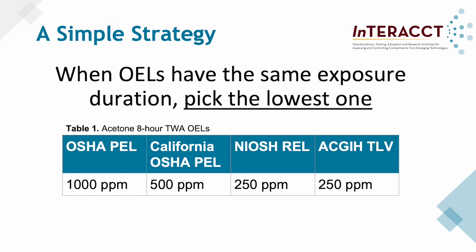It's important to think about why these OELs might be different. Two reasons may include consideration for technological and economic feasibility in setting the OEL, or the date when the limit was developed. Often, newer information leads to lower limits.